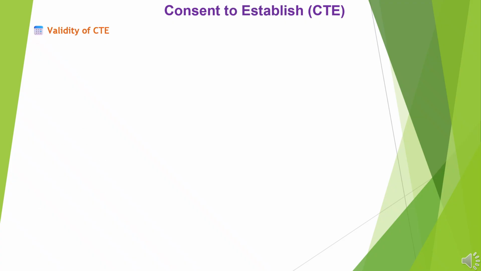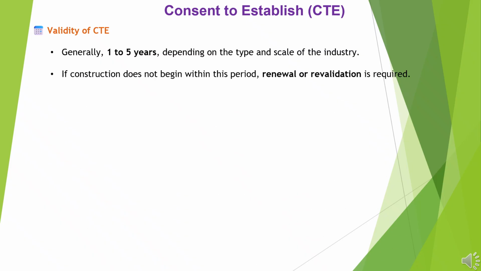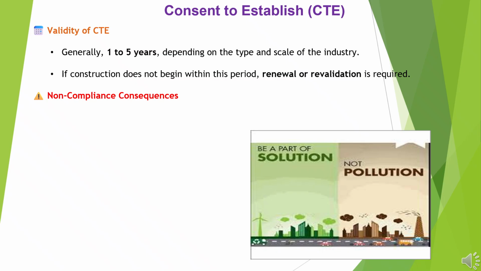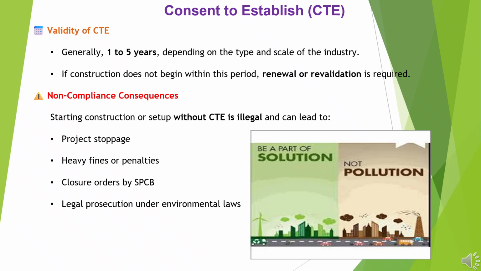Validity of CTE. Generally, 1 to 5 years, depending on the type and scale of the industry. If construction does not begin within this period, renewal or revalidation is required. Non-compliance consequences: starting construction or setup without CTE is illegal and can lead to project stoppage, heavy fines or penalties, closure orders by SPCB, legal prosecution under environmental laws.